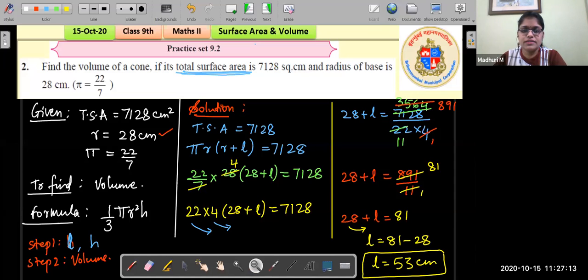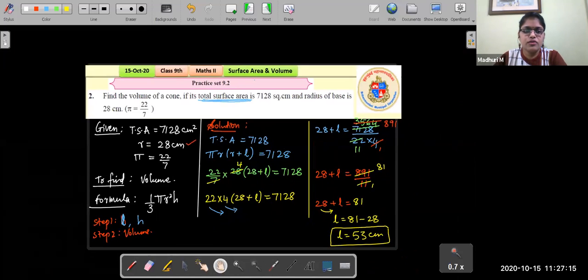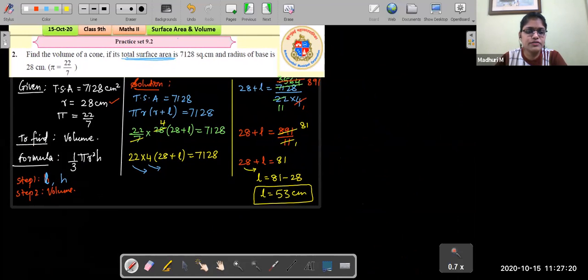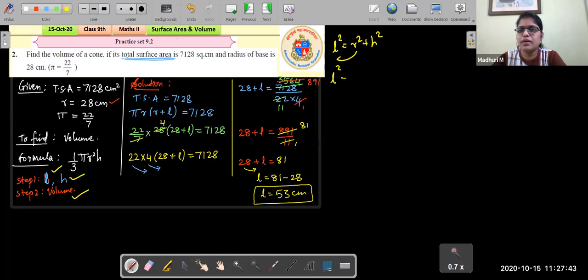Okay, and then next step, we will try to find out h, right? Because if you look at the roadmap, it says first we find L, then we find h, and then we find volume, because to find volume we need h, right? So let's start with finding out height. What formula do we use here? We know L squared equals r squared plus h squared, and we have to find height. So shift this r squared to the other side. That would be L squared minus r squared equals h squared, right?